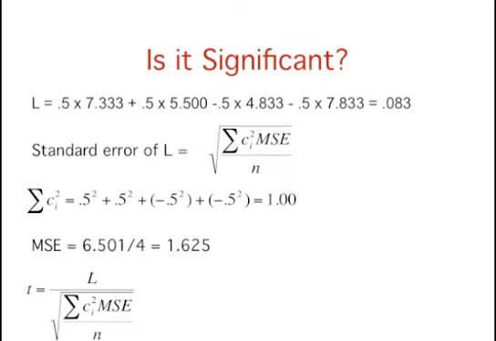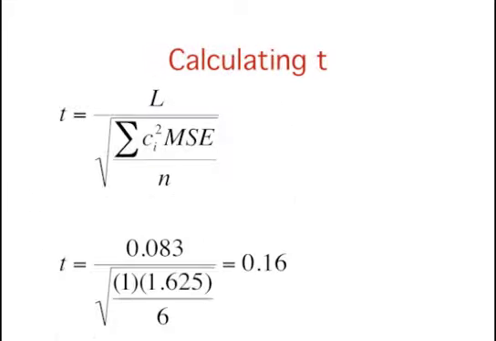The sum of the squared coefficients is 1. In this example, because all of the cells have the same number of participants, MSE is the mean of the variances, which is 1.625. The value of n is the number of subjects in each group. Here, n equals 6. Using the values, we determine that t equals 0.16.